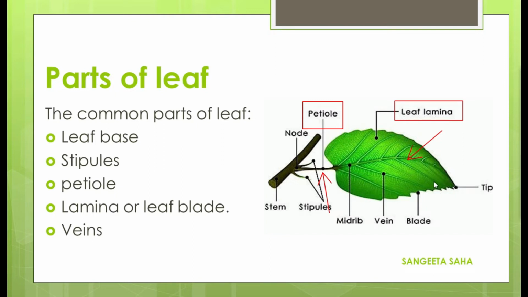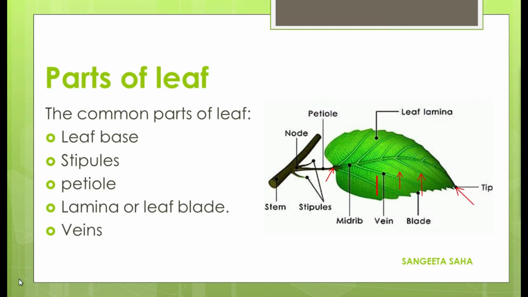Now, coming to the veins. Veins, as you can see in the diagram here, these are all veins. These veins run from the tip of the petiole, from here, to the other end of the leaf blade, meaning this part.